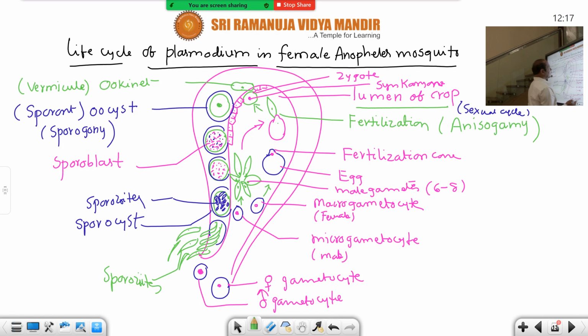This is also called the sexual cycle. In the bracket you write down: sexual cycle of Plasmodium, or Ronald Ross cycle. Ronald Ross discovered the oocysts on the wall of the crop, hence this is also called the Ross cycle. That is the Golgi cycle, this is the Ross cycle. So with this, the second 8 marks question we have completed. Now let us pass on to the next page.